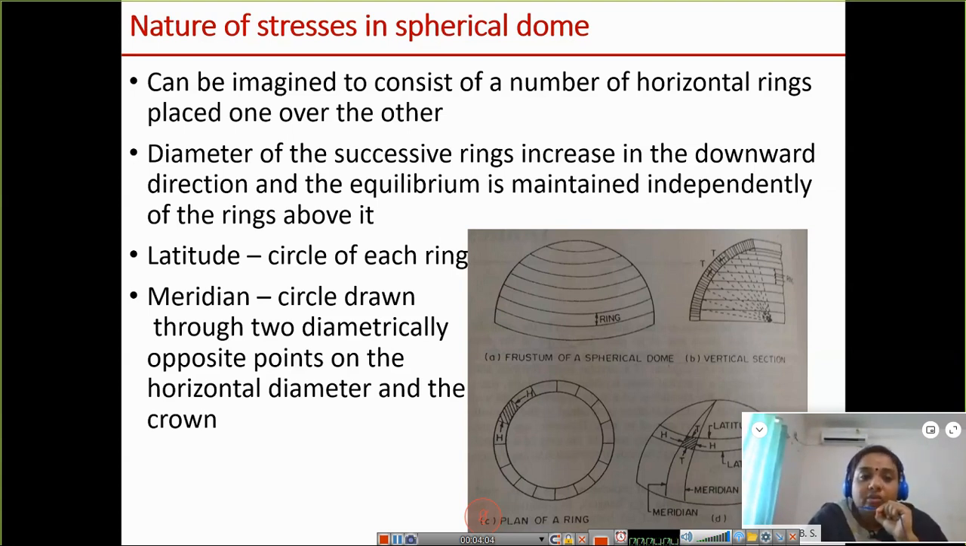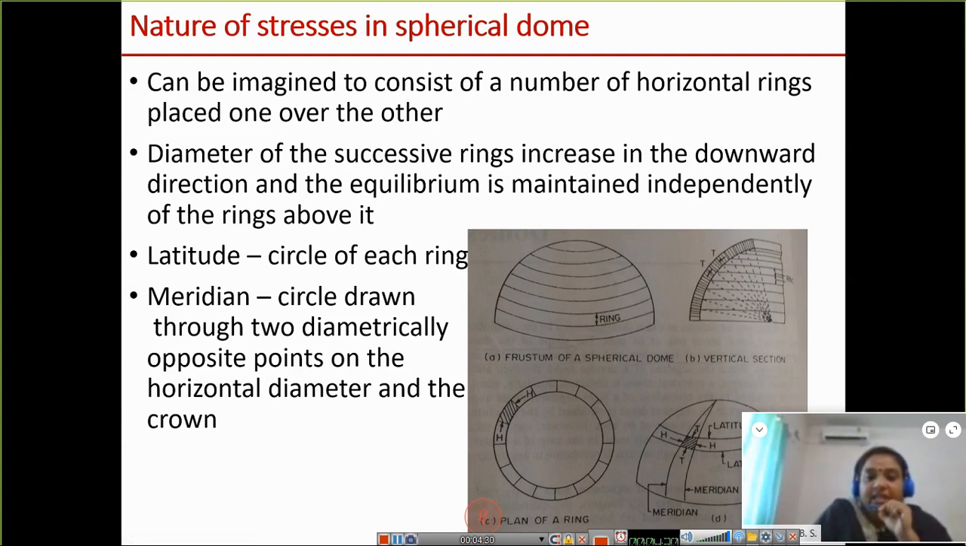So here, because of the shape, we'll have different types of stresses coming in this. So how to analyze that? So the domes can be imagined to consist of a number of horizontal rings placed over one another. So this you can see in this figure. So like this, a number of horizontal rings are placed one over the other. This is for the analysis purpose. Our assumption is like this.